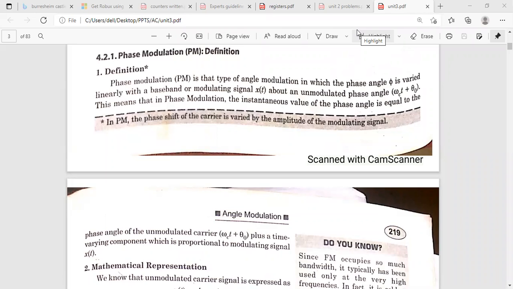But here the important point is, how can we write the generalized expressions for the phase modulation and frequency modulation? So here is the simple logic. You have to remember that one. So you can easily write the generalized expressions for the frequency modulation and phase modulation.